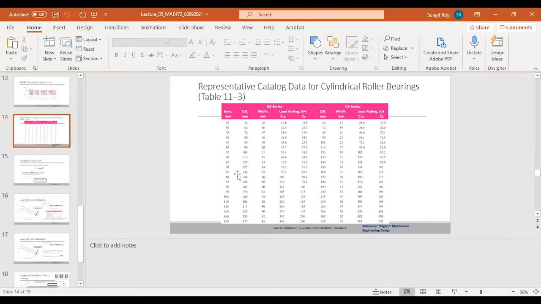Is it making sense to everybody? Yes. So that is how the bearings are selected. You first find the C10 load, which is the load represented in this column.